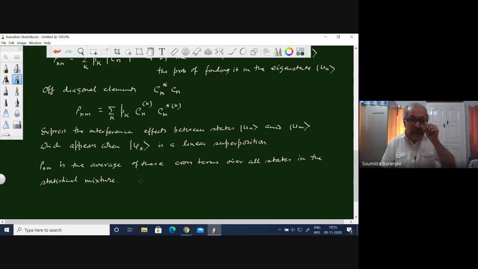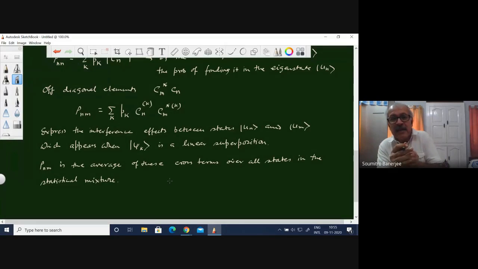And since these can be complex numbers, the complex numbers can add or subtract from each other, like the usual interference. These can also be zero. It does not mean it will be zero; this is just a summation of all possibilities. So the off-diagonal terms can be zero, but the diagonal terms cannot be.